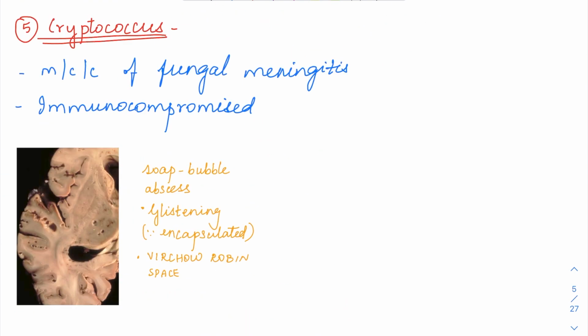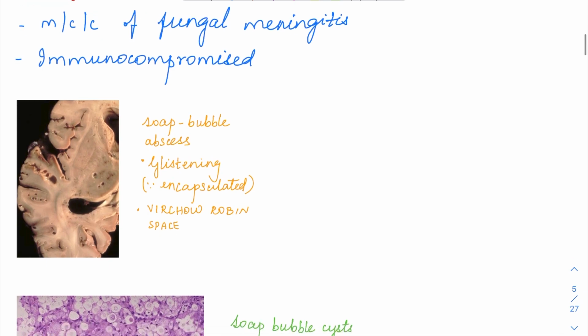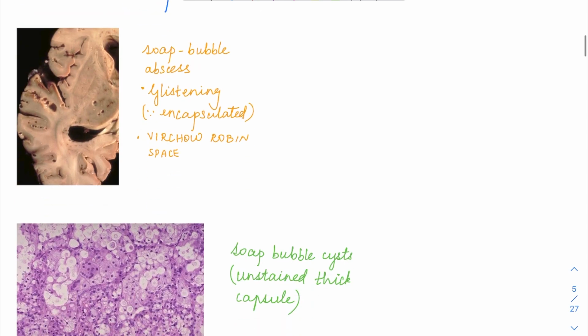Next, moving on to cryptococcal infection. Cryptococcus is the most common fungal infection, and here it can cause both fungal meningitis as well as encephalitis. Here again, immunocompromised people are more susceptible to cryptococcal infection, and cryptococcus is a fungus which has a capsule. So based on this capsule only, the diagnosis of cryptococcus is made. So it's very important. Grossly, it appears like a soap bubble abscess.